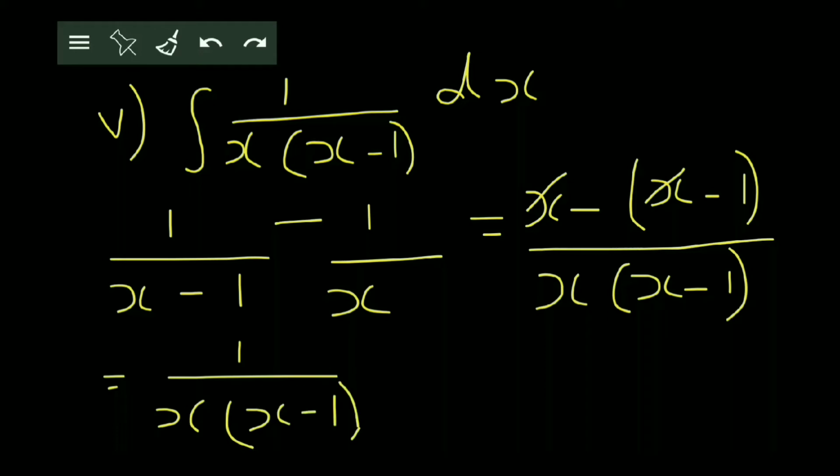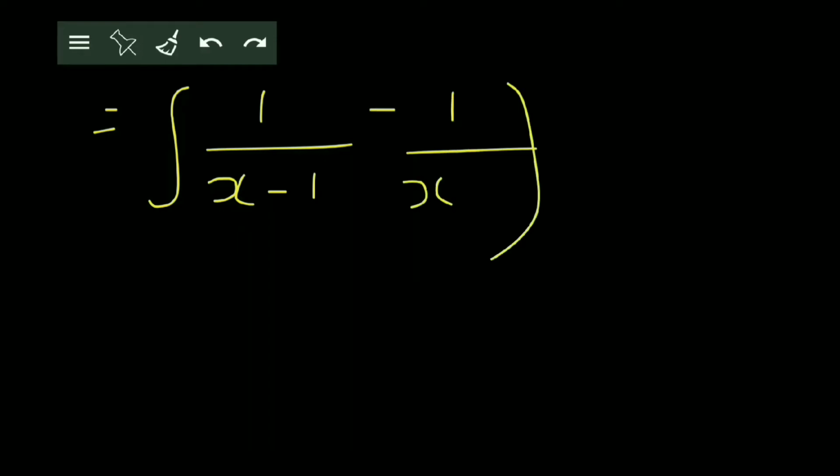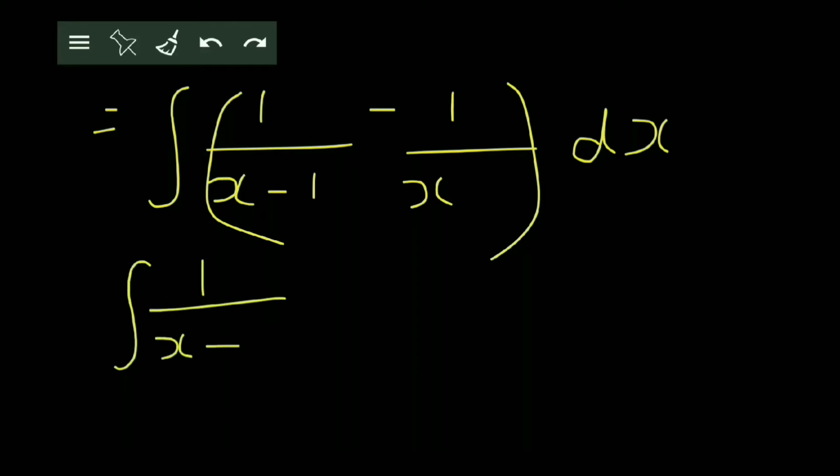That means this question, 1 upon x into x minus 1, can also be written as 1 upon x minus 1 minus 1 upon x. So that is what we are going to do. We are going to write the question as integral of 1 upon x minus 1 minus 1 upon x into dx. The next step would be separating the integrals. So here 1 upon x minus 1 becomes separate, and 1 upon x also becomes a separate integral.